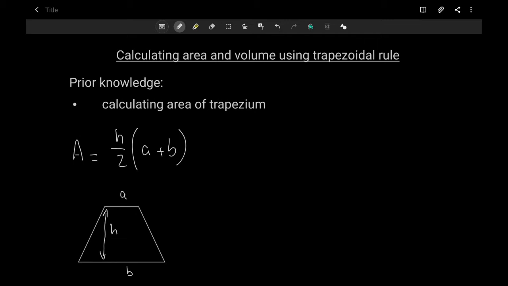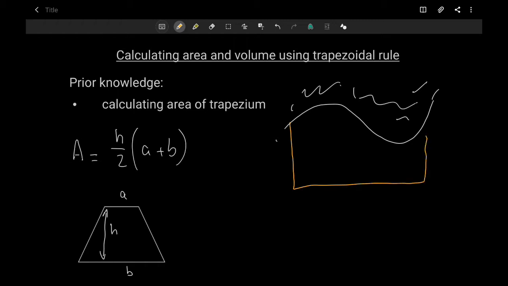The formula for the area using the trapezoidal rule is a slight variation on this. So let's say we have a shoreline that looks like this, and there's water on this side, and on this side we have sand. So what if we wanted to calculate the area of the sandy part? Now, because there is a curve involved, the calculation becomes an estimate.